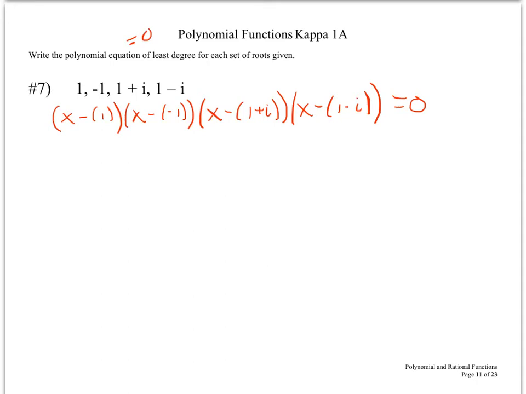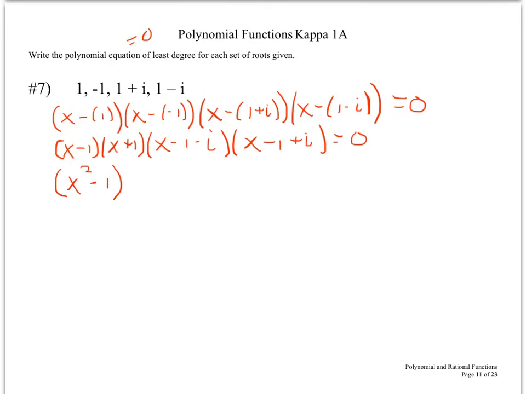Simplifying this before we start multiplying things out, it's going to give us an x minus 1 times an x plus 1 times an x minus 1 minus i times an x minus 1 plus i. I'm going to multiply these first two binomials together. It's going to end up giving me a difference of 2 squares, x squared minus 1. Middle terms end up canceling. Multiply this hot mess together.